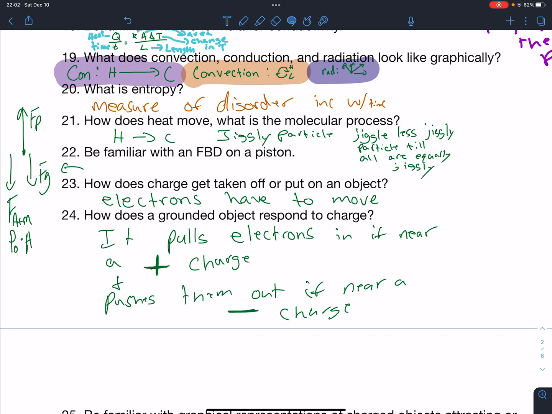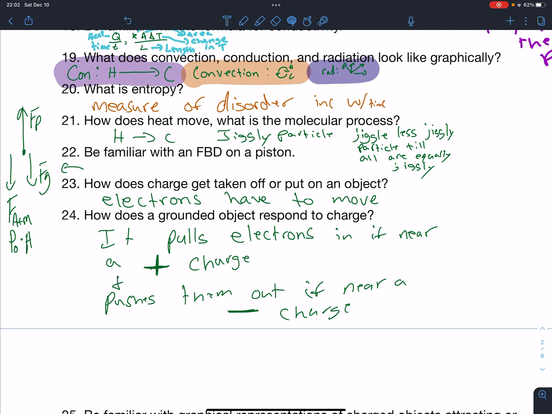How does heat move? Heat moves from hot to cold. I'm going to use the word jiggly too much here, but that's okay. Jiggly particles run into other particles, and then they keep jiggling until all the particles are equally jiggly. So you have very rapidly jiggly particles that collide with not so jiggly particles, and it causes them to jiggle a little more, and then that process gets transferred on down the line until all the particles are at roughly the same jiggliness. I think that's good.